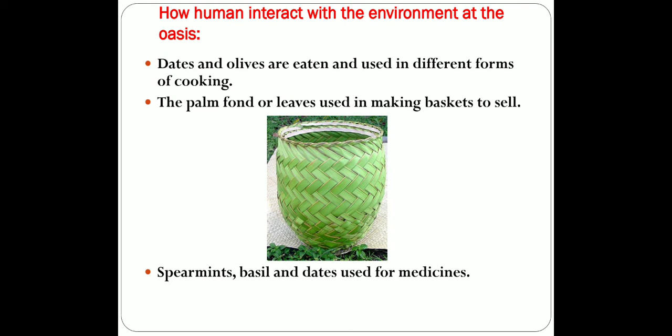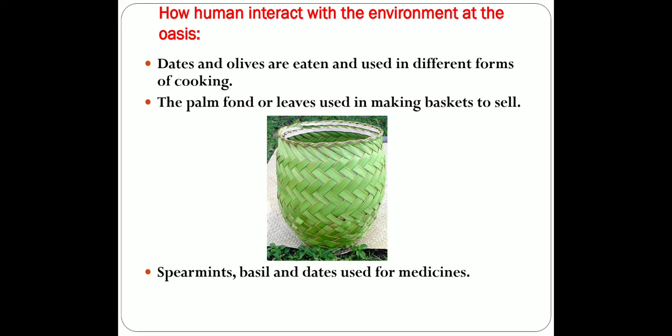In the oasis, as we said, there are dates and olives. Dates and olives are eaten and can be used in different forms of cooking. Also, they use the palm leaves or fronds in making baskets like this in the picture and sell them and take money. Also, spearmint, basil, and dates are used for medicines. So there is much importance for the plants in the oasis.